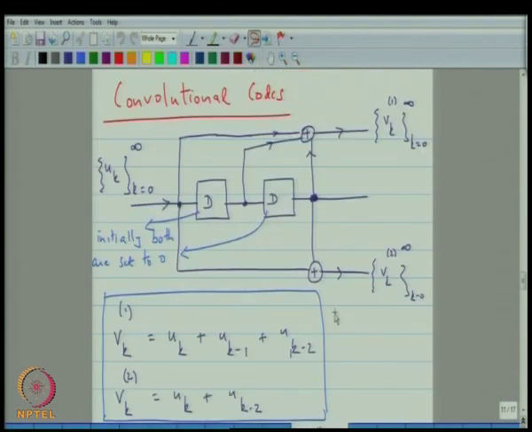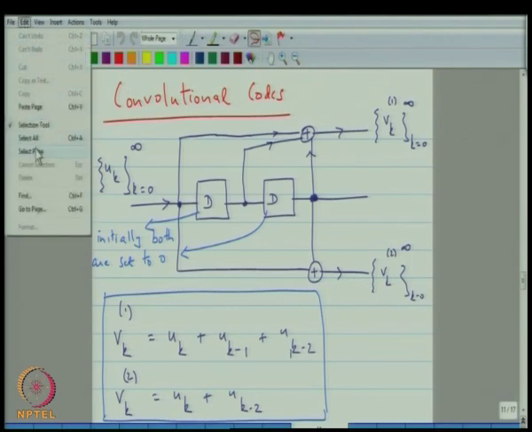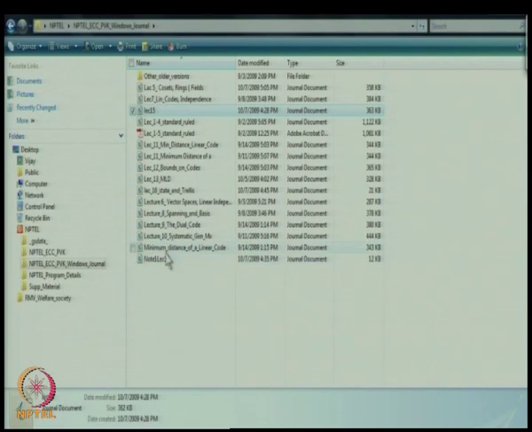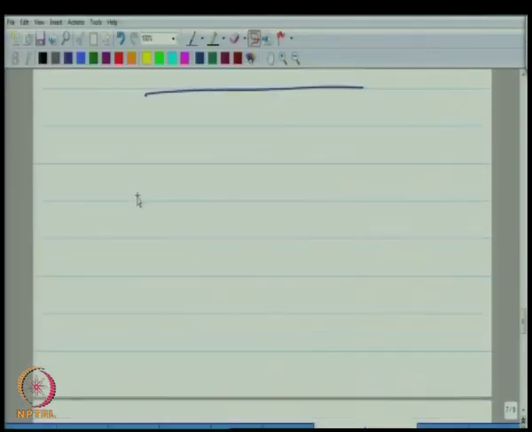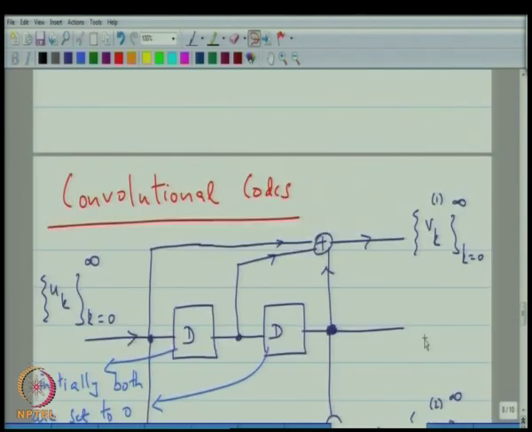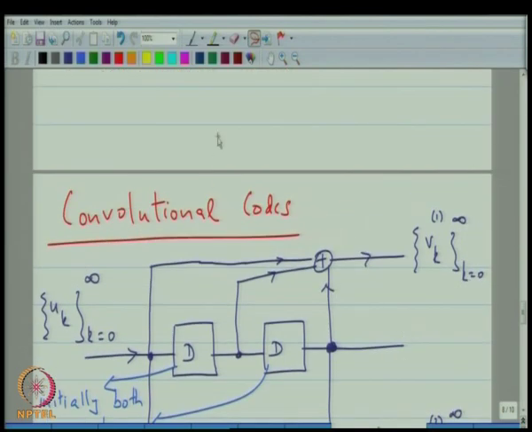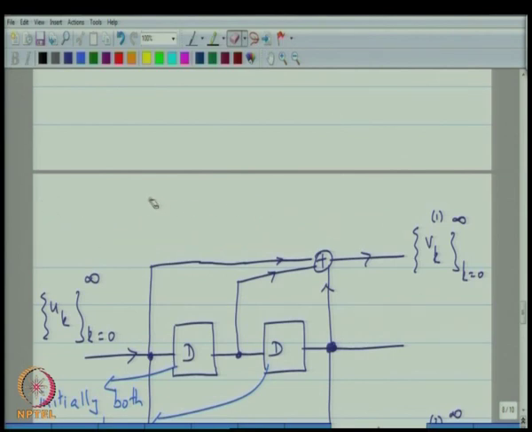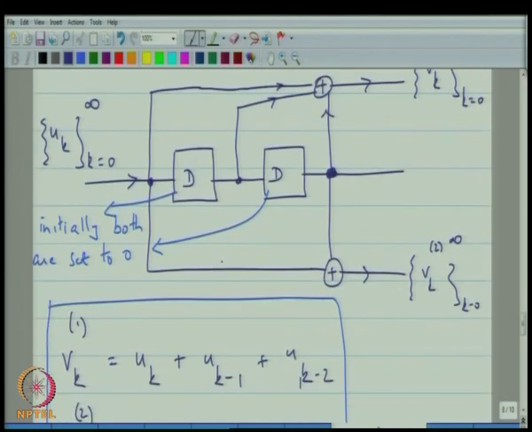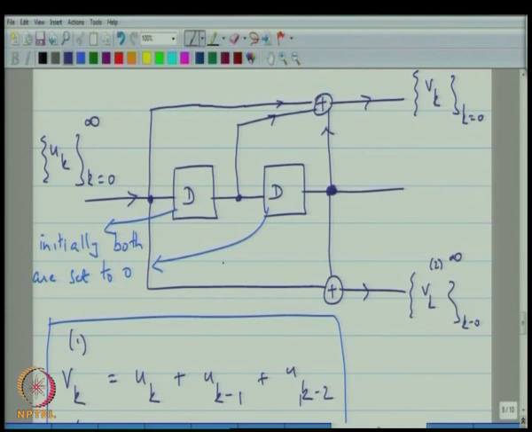Yes, here we go. So I'd like to bring back this particular page. So let's cut and paste that. Okay, so here we have our encoder that we had looked at last time. And what I want to do is I'd like to describe this in terms of polynomials. Okay, this is our encoder, just so that you refresh your memory.